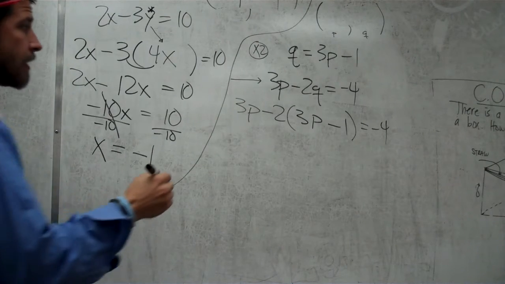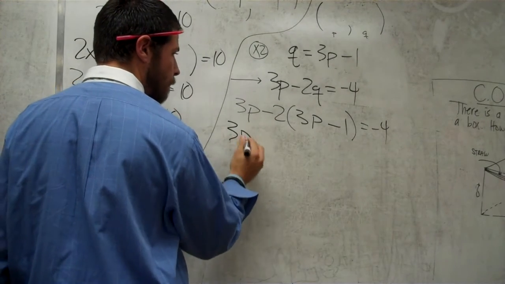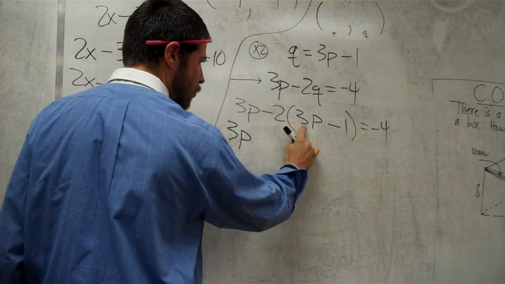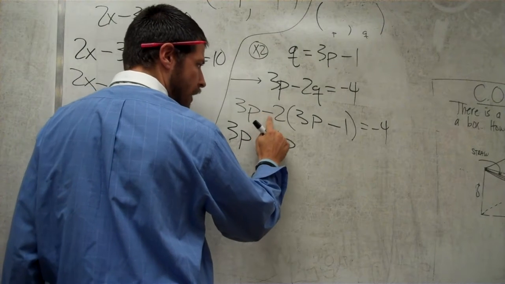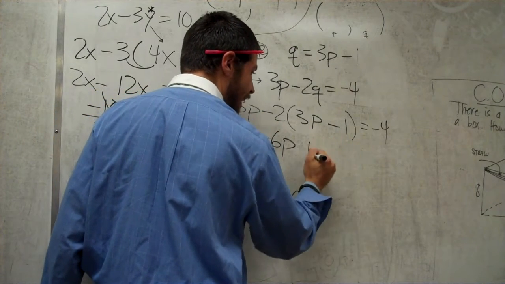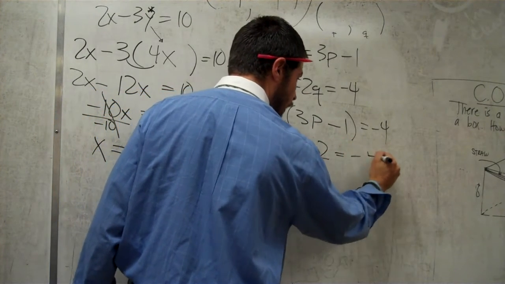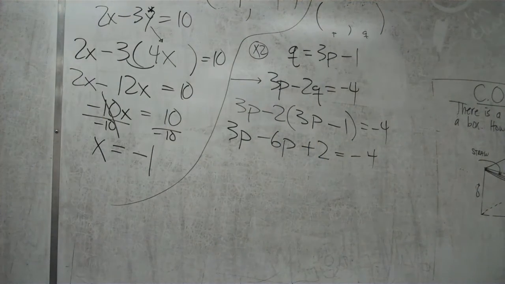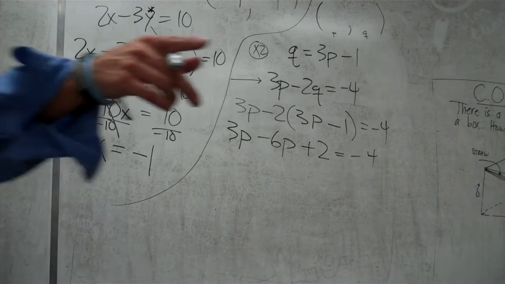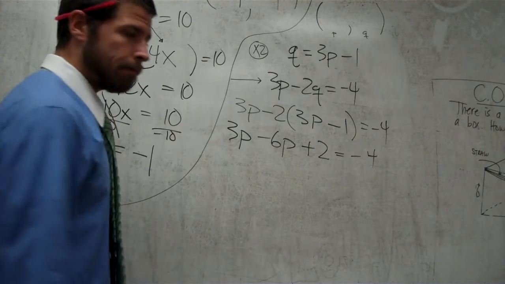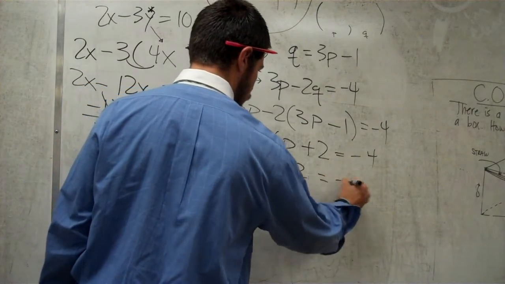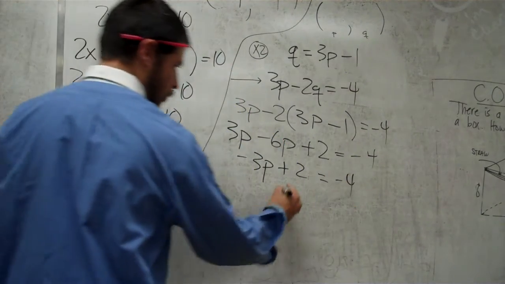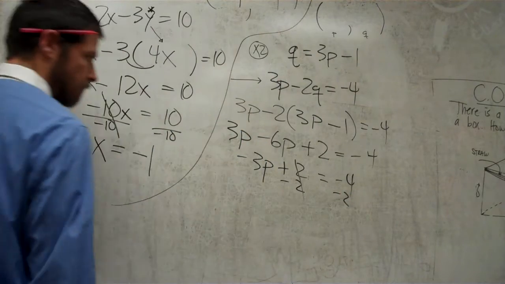Now, let's eliminate the parentheses by distributing. 3p, and negative 2 times 3 is negative 6p. Careful, negative 2 times a negative 1 is a positive 2, and that's equal to negative 4. What do you want to do next? Put the 3p and the negative 6p together. What does that make? Negative 3p plus 2 equals negative 4. Subtract 2, subtract 2.